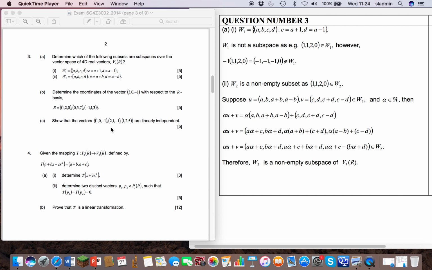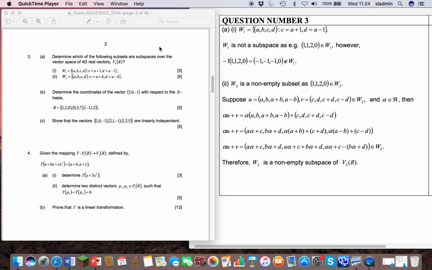These are the solutions to question number 3 for the 2014 linear algebra examination. Question 3a, we want to determine which of these subsets are subspaces. And for part B, we want to determine the coordinates of a vector with respect to this basis. And then for part C, we want to show that these three vectors are linearly independent.